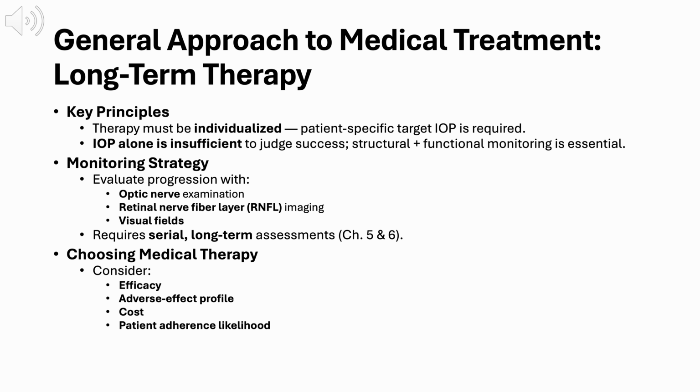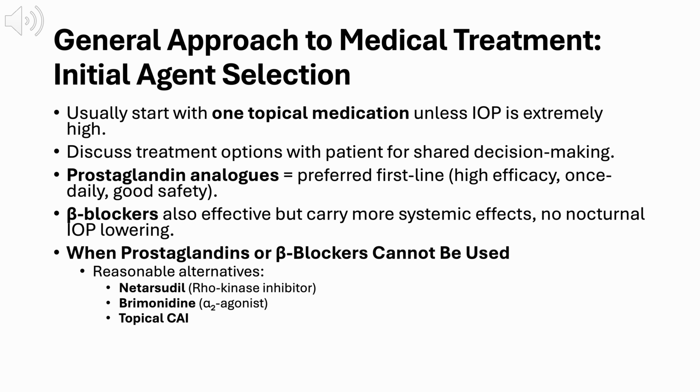When initiating glaucoma therapy, the general rule is to start with a single topical medication unless the intraocular pressure is dangerously high and requires immediate multi-drug intervention. This stage should always involve shared decision-making with the patient, discussing potential side effects, cost, dosing frequency, and expected adherence. The first-line agents are typically the prostaglandin analogues, thanks to their high efficacy, once-daily dosing, and favorable safety profile. They provide the greatest average IOP reduction with minimal systemic risk.